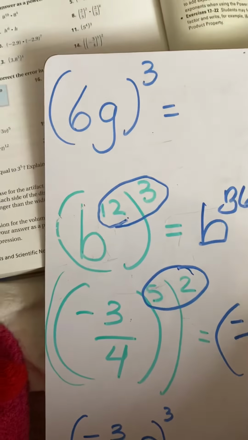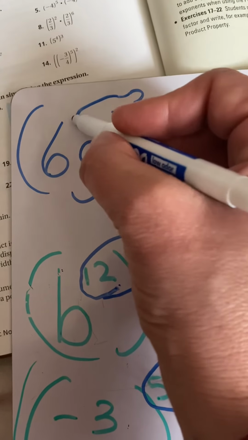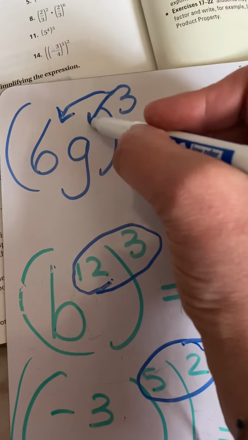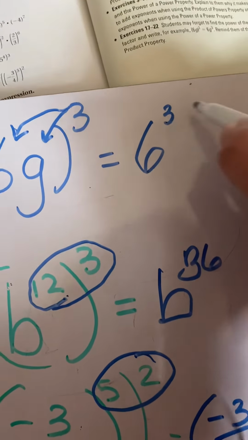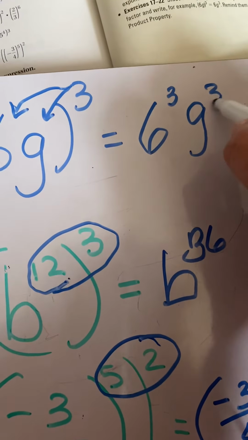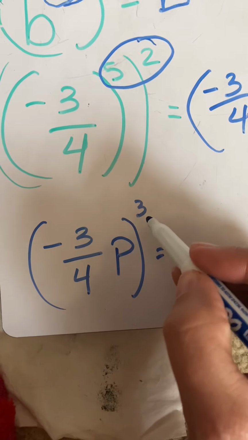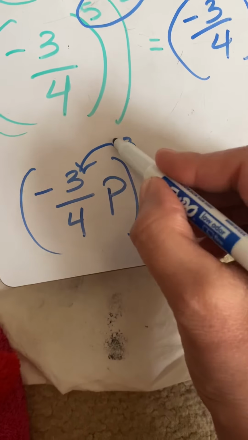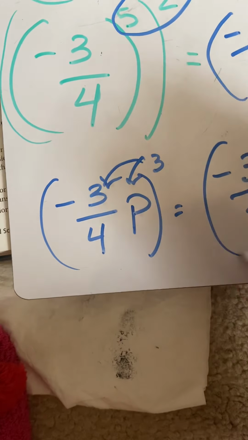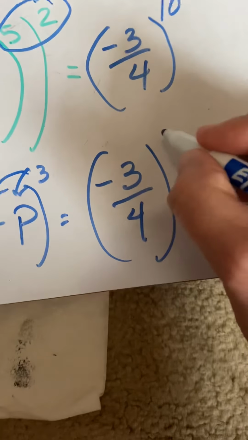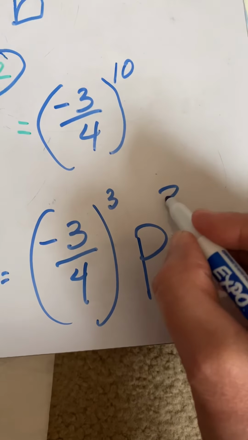Okay, and the last one is, you remember this one, this is where you distribute. So what you're going to do is give out the exponent to each term inside. So I'm going to get 6 to the third power, g to the third power. Okay, here's another one we'll go over. As you can see, we have an exponent outside, so I'm going to distribute it to each value inside. I have -3/4, parentheses around it, don't forget, to the third, and p to the third.